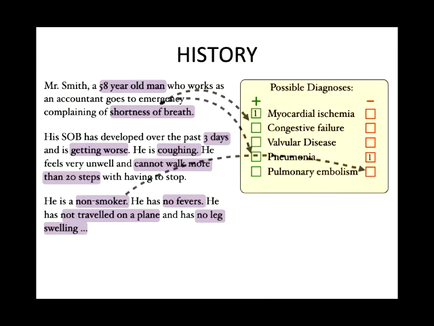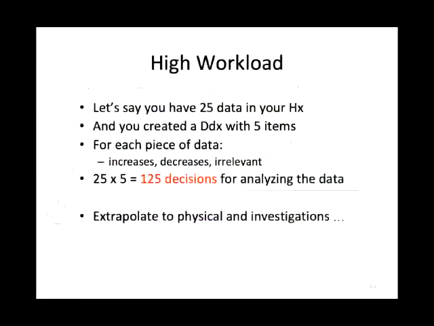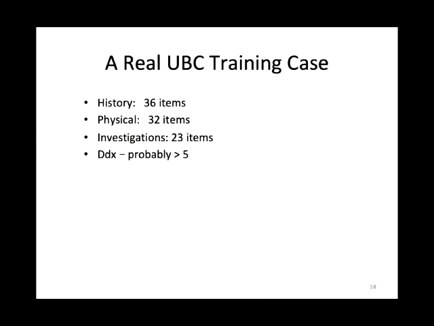So your brain is performing all of these mental tasks, analyzing the data. And to mathematically quantify, let's say the history had 25 pieces of data, and your differential diagnosis had 5 items. So this is not unreasonable. And for each piece of data, you're making a decision, do I increase, decrease, or have no impact on each item in my differential? You are forced to either ignore the data or make as many as 125 decisions. So that's just analyzing the history. That doesn't include taking the history or doing the physical exam or the investigations.